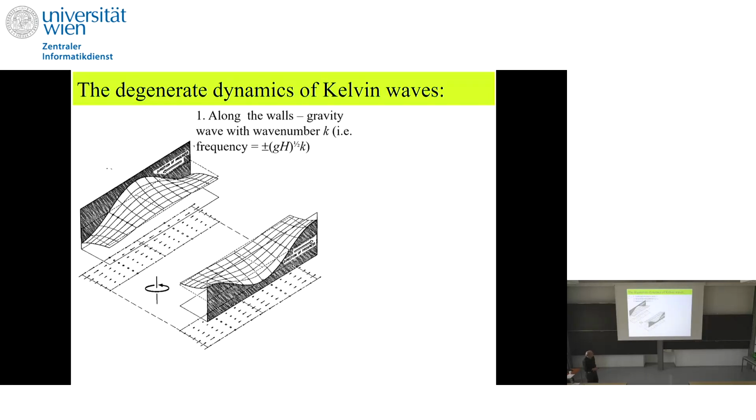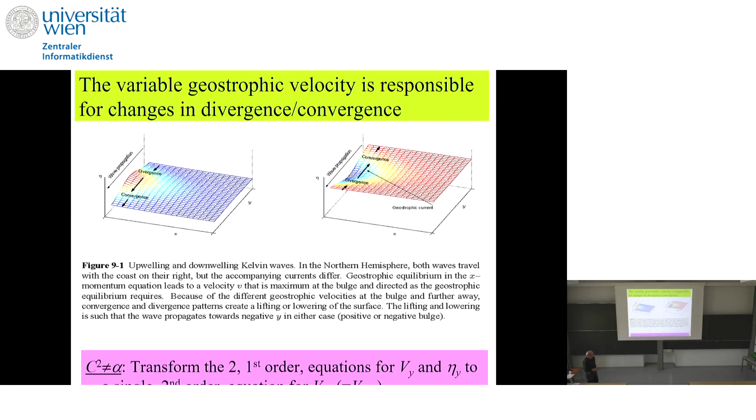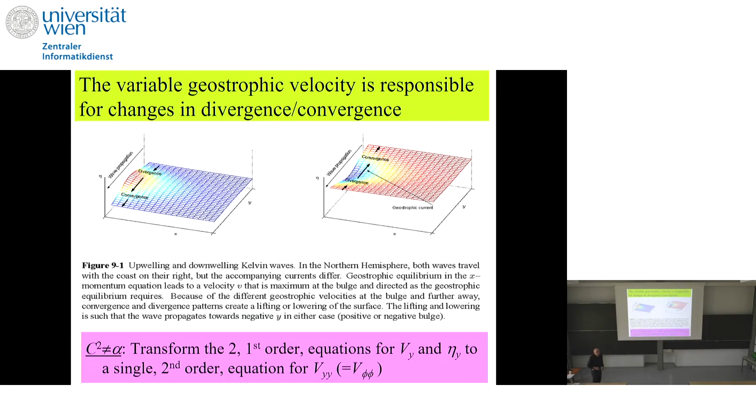Okay, so we talked about Kelvin waves, and now there is no degeneracy, so C squared is not alpha, so we have two equations, and the two equations are coupled, and now we can eliminate one of the variables and get a second order equation for the other one. So we can either eliminate eta and get a second order equation for V, or eliminate V and get a second order equation for eta.